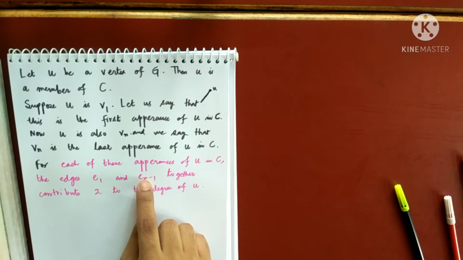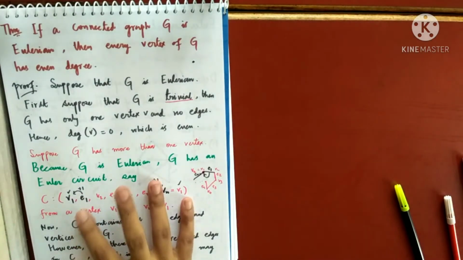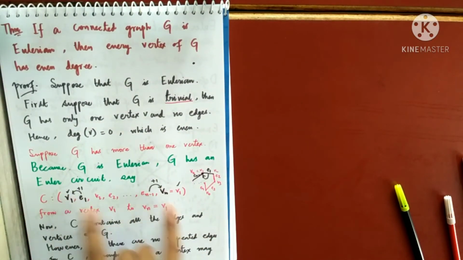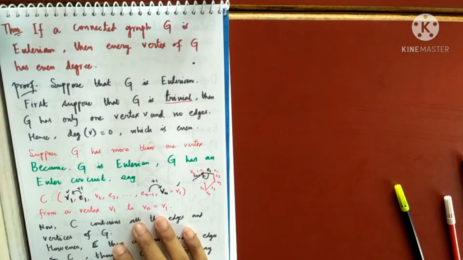So in that case, the degree of u is even. Now let's consider the case when u is a middle vertex. That means, except for the first and the last one, u appears somewhere in the middle. Let's assume that u appears somewhere in the middle.